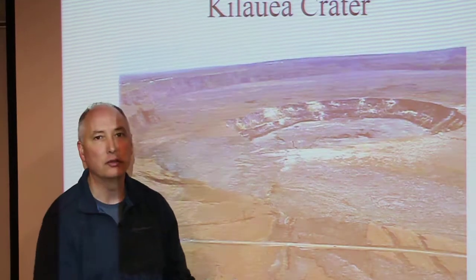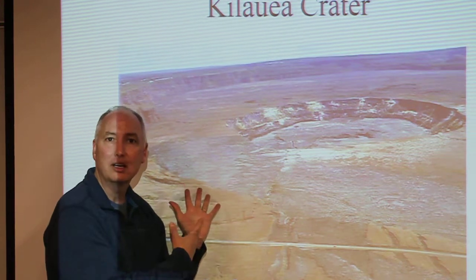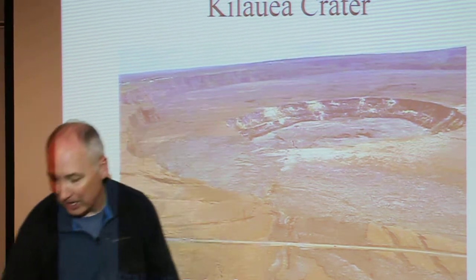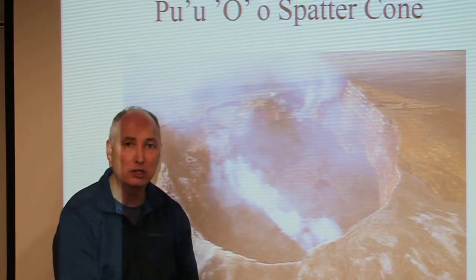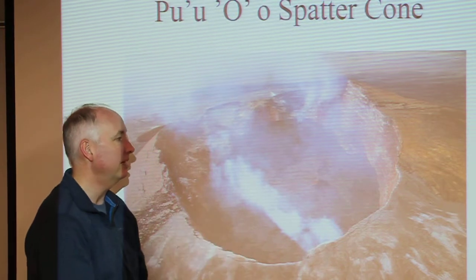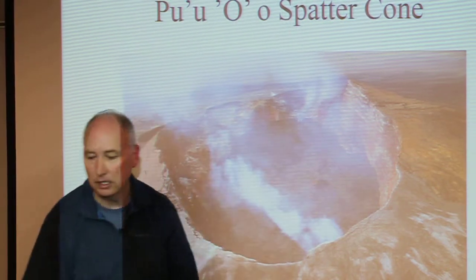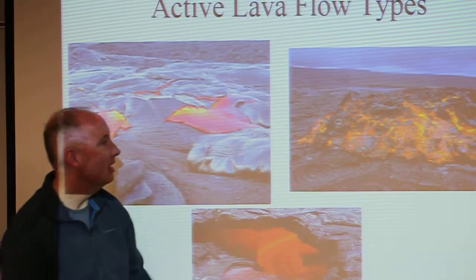Here's one example. This is Kilauea Crater, which is on the Big Island of Hawaii. This area of the Big Island has been in continuous eruption since 1983. Here's the Pu'u 'O'o spatter cone, which is one of the areas that is very active with fumaroles and a source of lava.